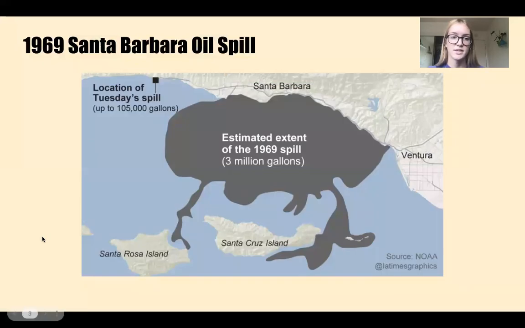Here's a map of the 1969 Santa Barbara oil spill that I'm sure we have all heard of. This spilled 3 million gallons of crude oil into our local ocean, reaching all the way to Santa Rosa Island and Santa Cruz Island. This spill alone killed roughly 3,500 seabirds and many other seals, dolphins, and more. If just this spill alone did this much damage to our local waters, we can only imagine what thousands can do year-round all over the world.